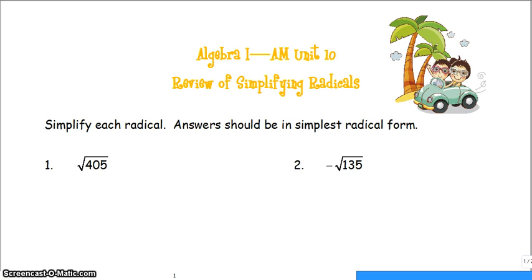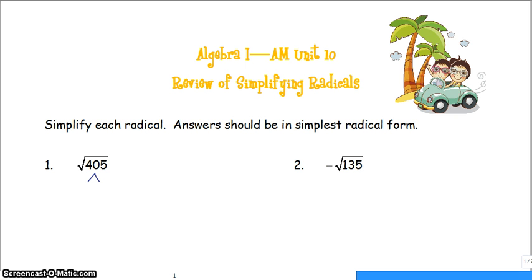So we've made it to Unit 10, and Unit 10 is a chapter on radicals. Now over the course of the chapter we'll learn how to add, subtract, multiply, and divide radicals, but first we need to know how to simplify them because we are going to make sure that our answers are in simplest radical form. Now that means we need to break down whatever's underneath the square root sign and find out if it contains any perfect squares.